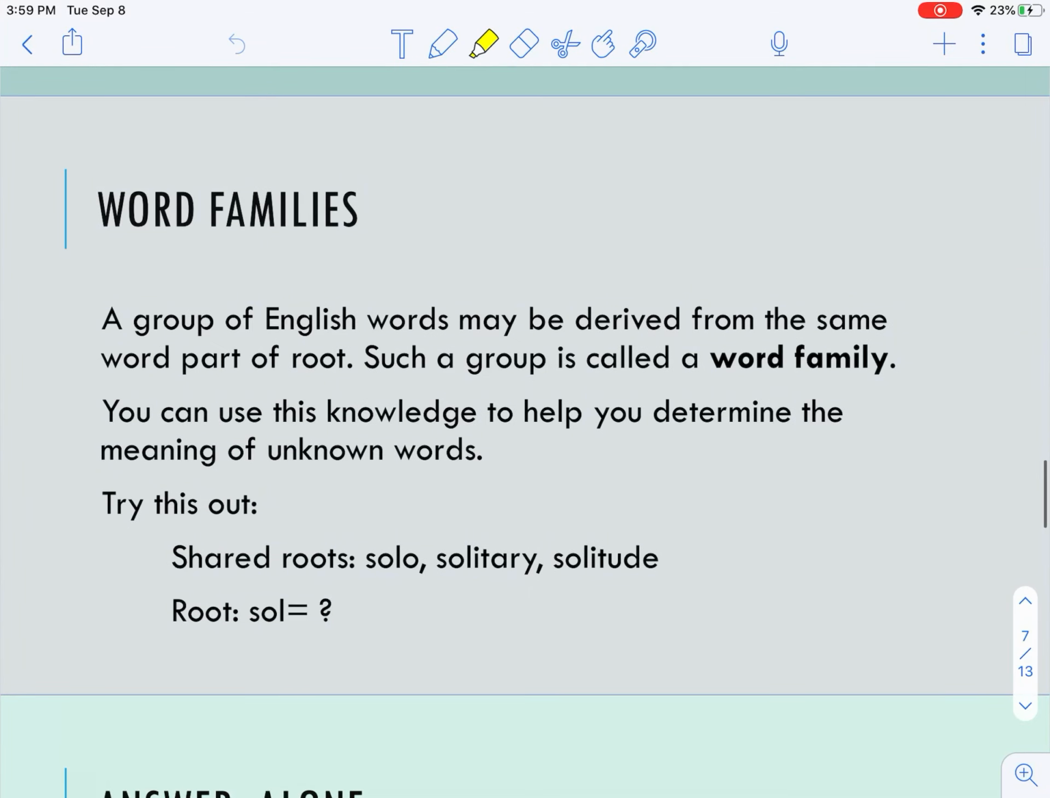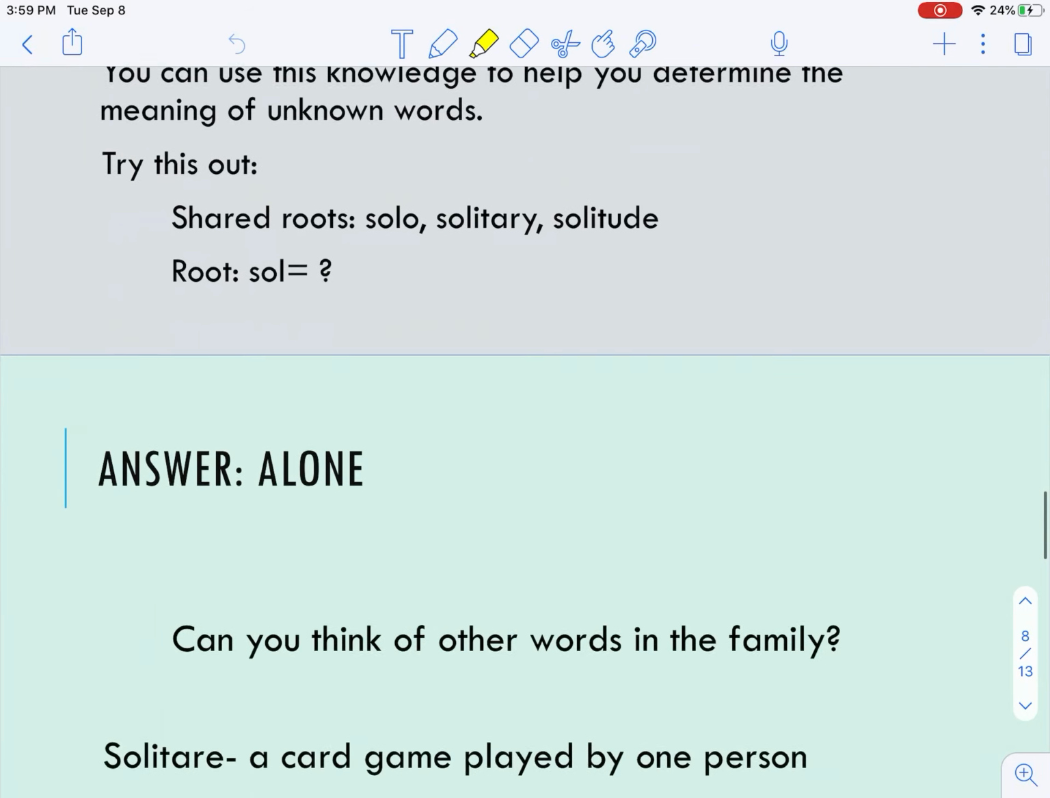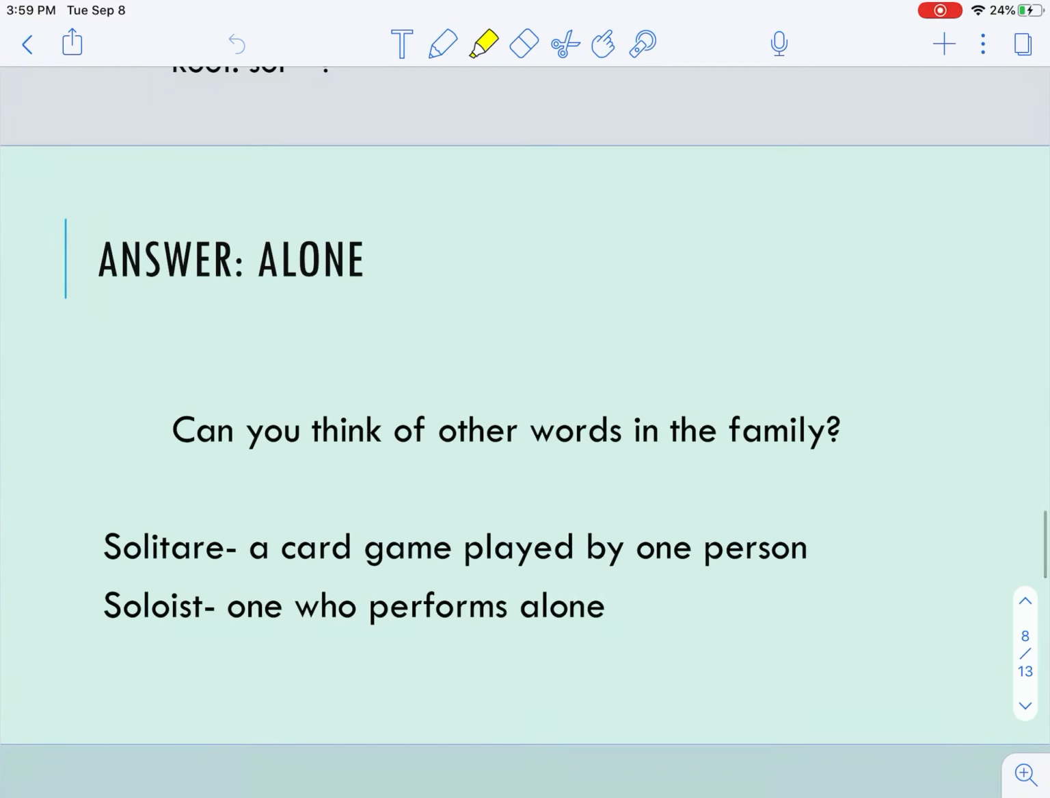So if we take a look here where it says try this out, we have solo, solitary, and solitude. Looking at those three words, we can figure out that SOL means alone. So we can then also think about other words that might belong within that word family. Two examples here are solitaire and soloist. Solitaire is a card game that is played by just a single person, so that makes sense. And soloist is a person who performs alone, so they get the big solo for the concert.